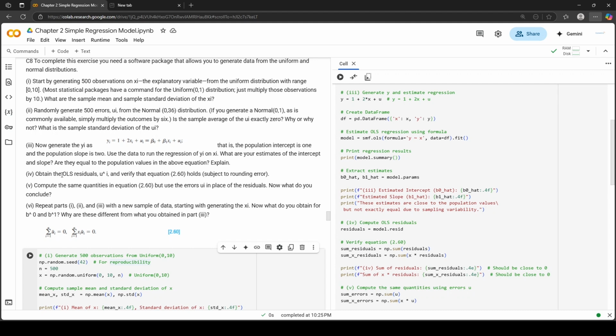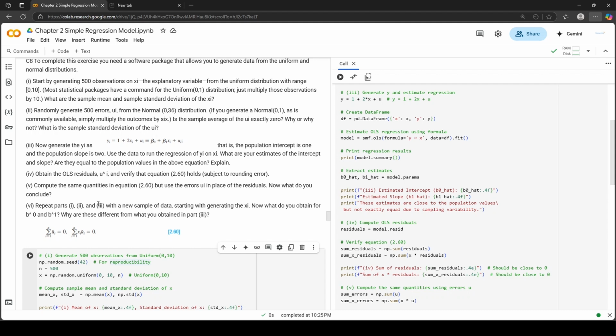Now in the fourth part, it says obtain the OLS residuals mu hat i, and verify that equation 2.60 holds. So this is equation 2.60 from the book, and there are two properties mentioned of OLS in this equation. First, it says that the sum of residuals should be equal to 0, and the sum of the product of explanatory variable and residual is equal to 0. The second property here means that the residuals are uncorrelated with the explanatory variables.